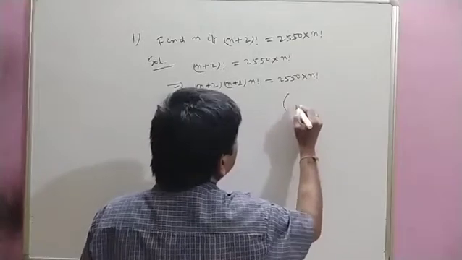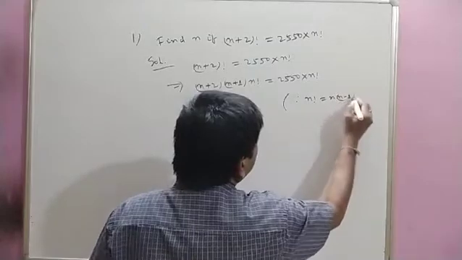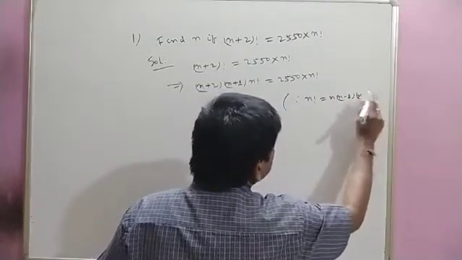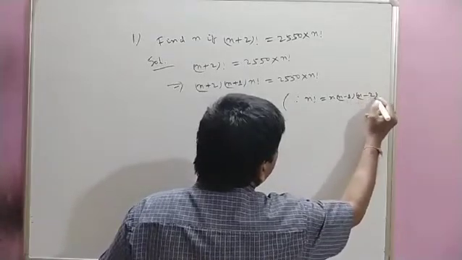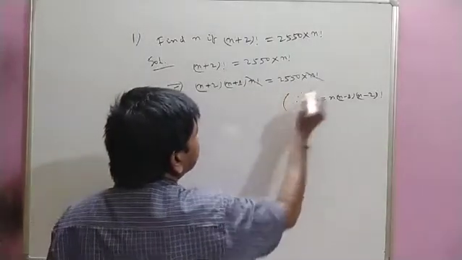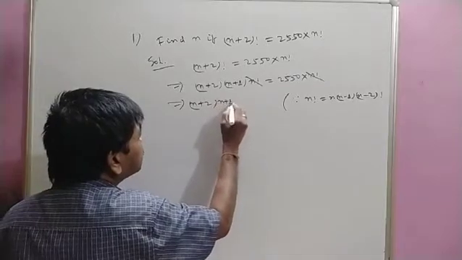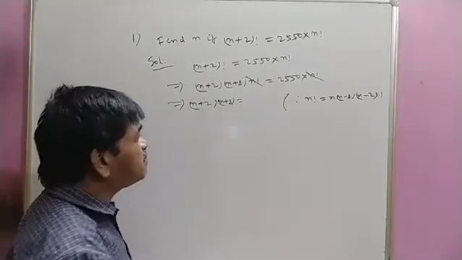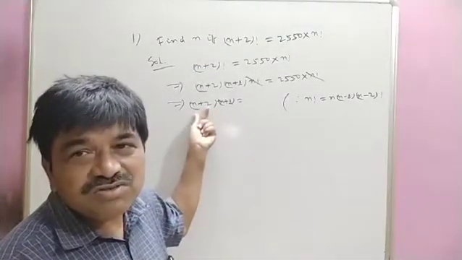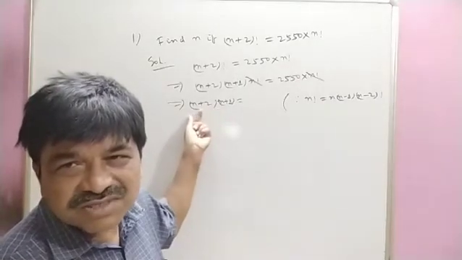Are you clear? Because you know n factorial is equal to n into (n minus 1) into (n minus 2) factorial. So now on both sides this n factorial gets cancelled. So you have (n plus 2) into (n plus 1) equal to 2550. You see now this is the product of two factors. The first factor is n plus 2. What is the second factor? n plus 1, so it is reduced from this by 1.